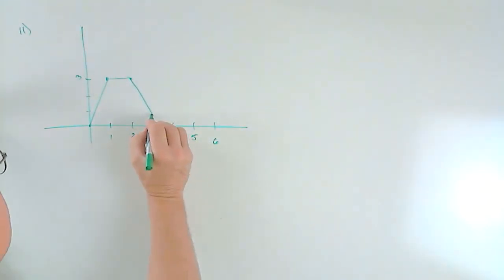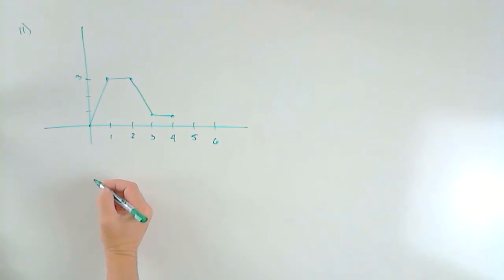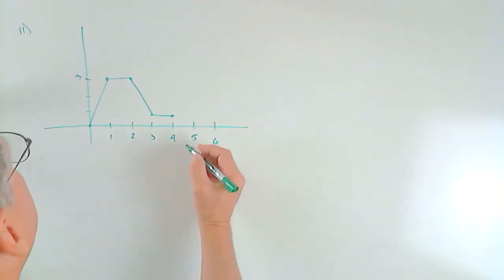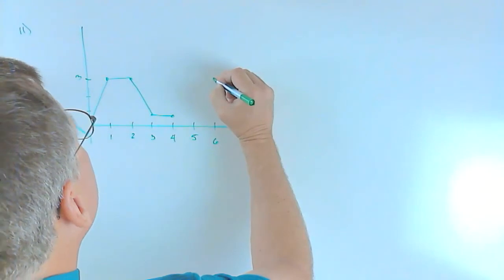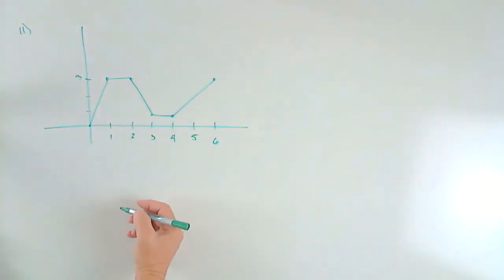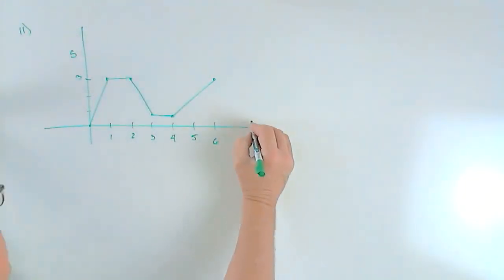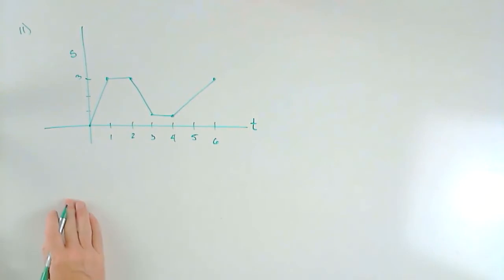Then it goes horizontal to 4, right there. Then it goes all the way to 6. It's back up at 3. Okay. That's what it looks like. That's our position function, right? That's S, that's position. This is T, that's time.